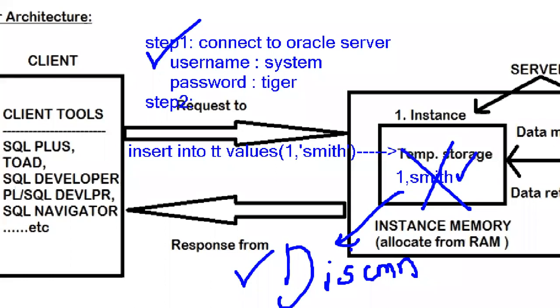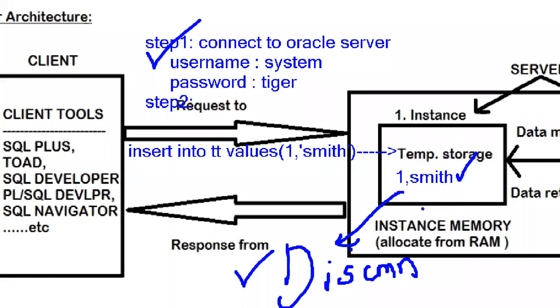Either 1 record, or 1 lakh records, or 20 lakhs, or 1 crore records, it doesn't matter. Whatever number of records and data you have in the instance, that 1 lakh means 1 lakh data will be destroyed. Okay, so that is what was happening in Oracle.